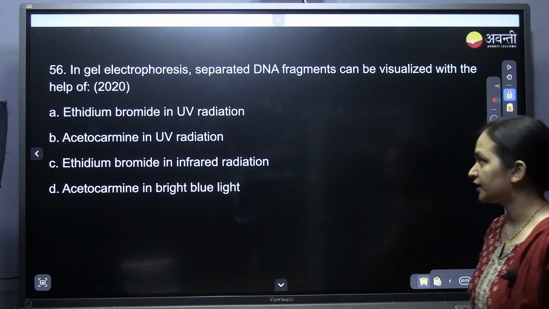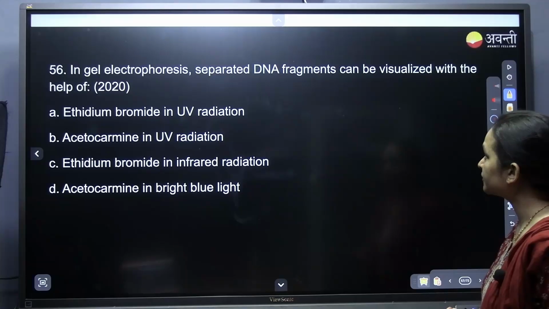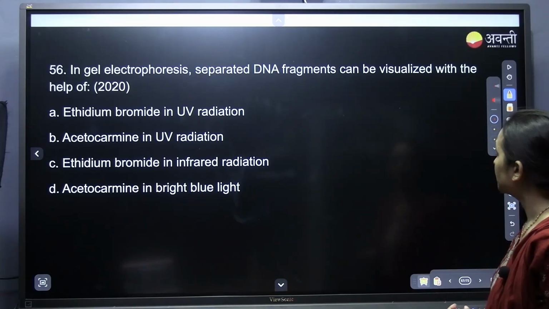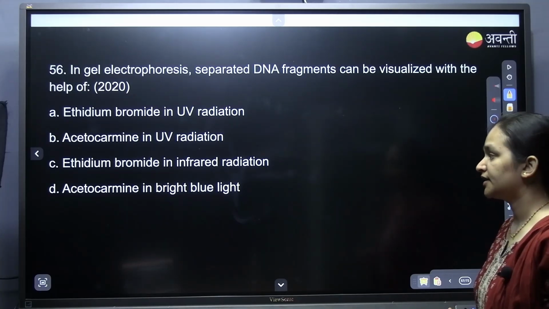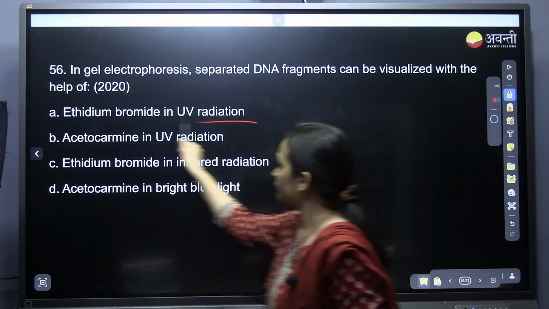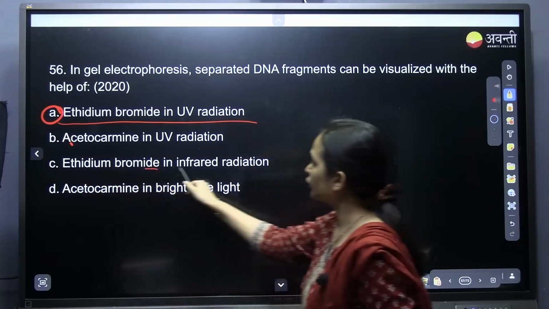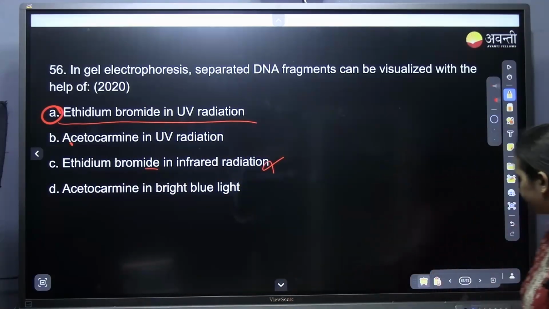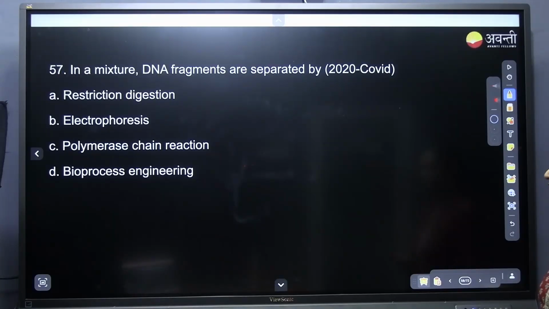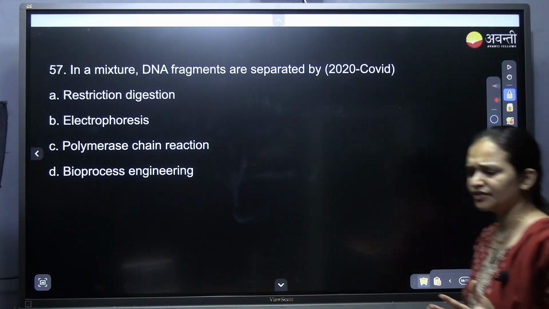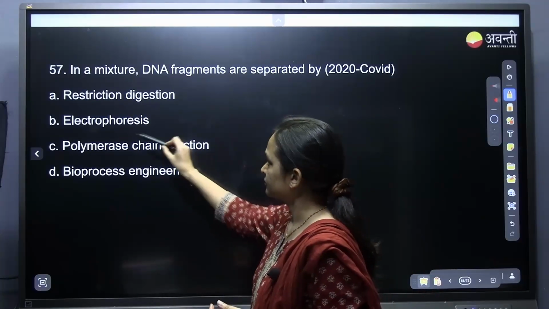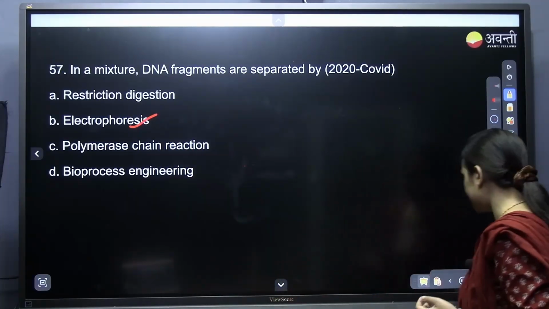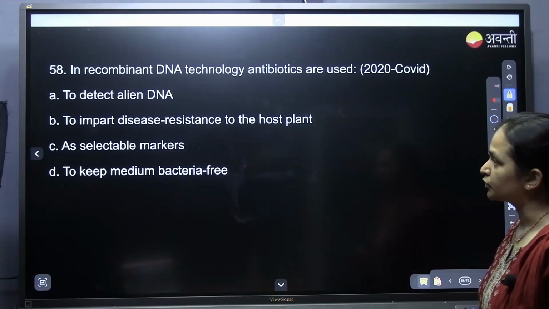In gel electrophoresis, separated DNA fragments can be visualized with the help of ethidium bromide in UV radiation. Yes, this is a correct answer. Here ethidium bromide is there, not infrared. In a mixture, separation of DNA fragments takes place by electrophoresis. Easy. A very easy chapter this one is.